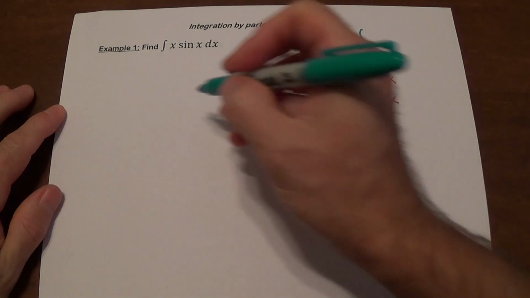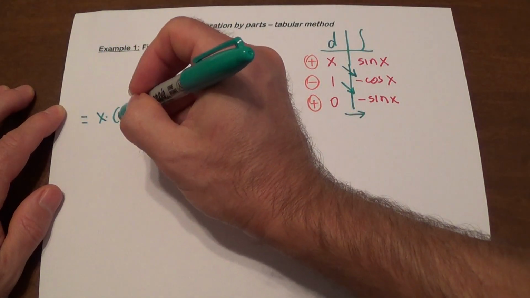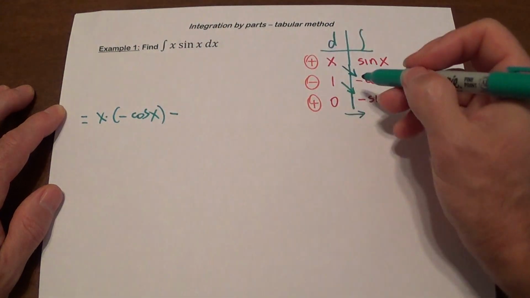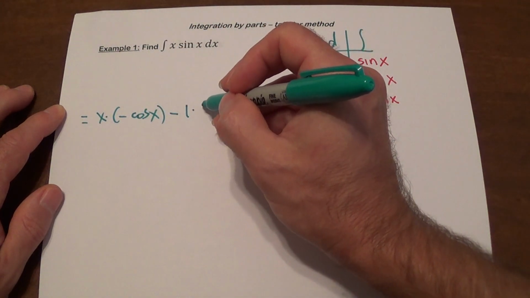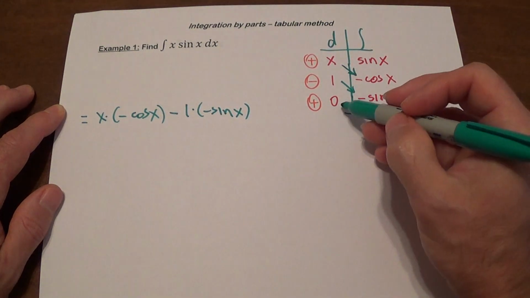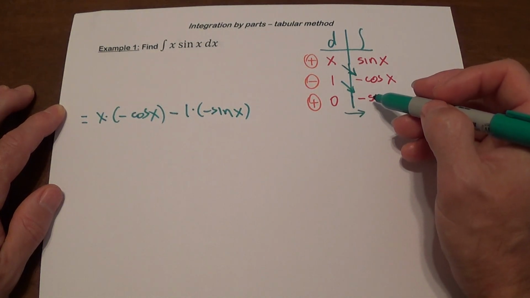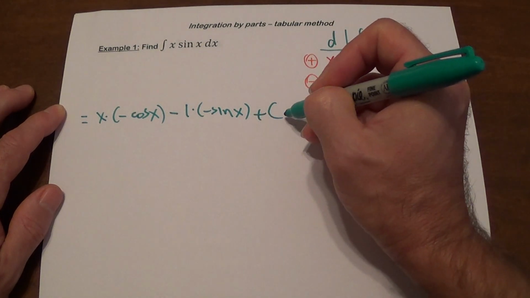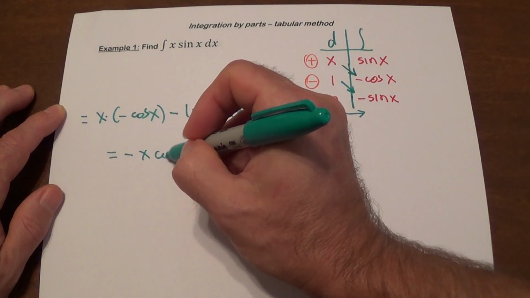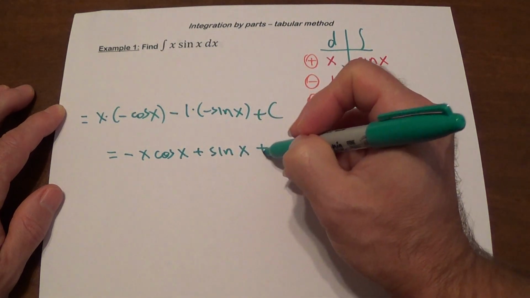So what are we getting here? We have x times negative cos x minus 1 times negative sin x. Again, since we have 0 in our last row for the product, we do not have another integral. We can just write plus C, and we're just going to rewrite that in a nicer way, which is negative x cos x plus sin x plus C.